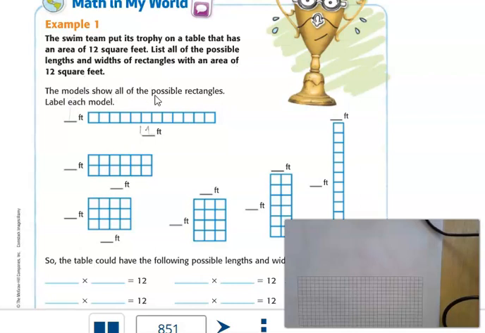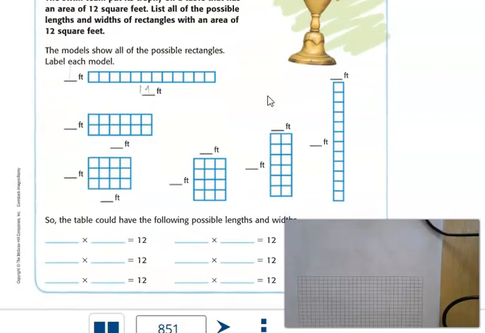The models show all of the possible rectangles. Label each model. What they've done is make all of these different shapes with 12 little units inside of them, 12 little cubes. You can see that they have different lengths and widths. So the first thing we need to do to solve this problem is count them and label them.